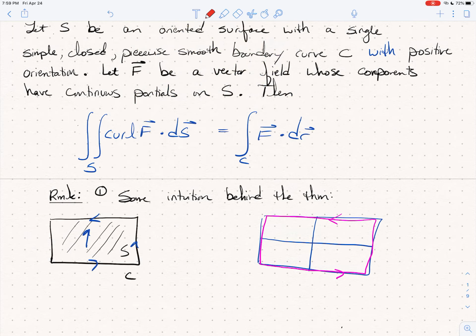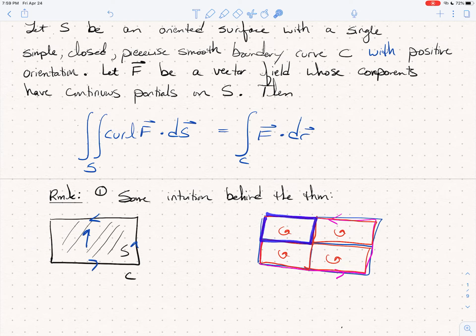When I break up my region, my surface, I get a new boundary curve, and each little square here has its own boundary curve, and they overlap. It's pretty clear that they overlap, right? So the key is this. I want the same orientation on each one of these little pieces of surface. And as I go around, watch what happens.